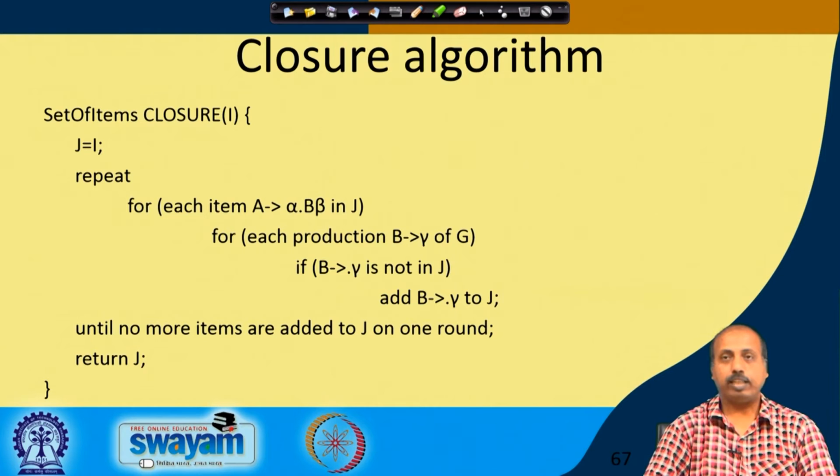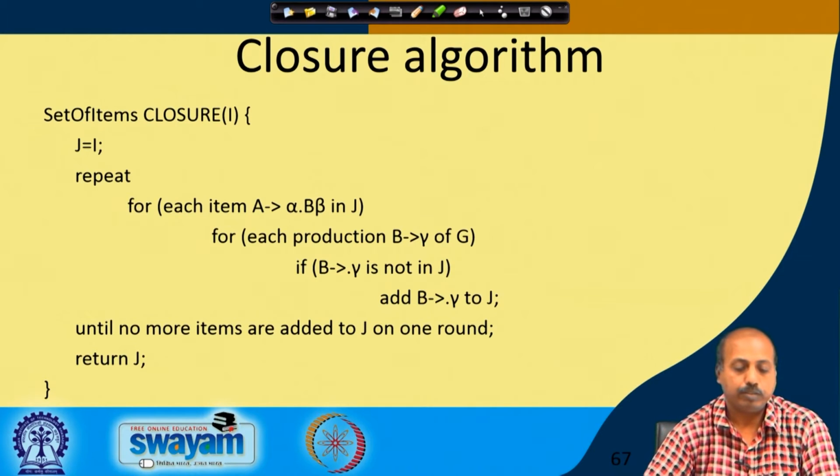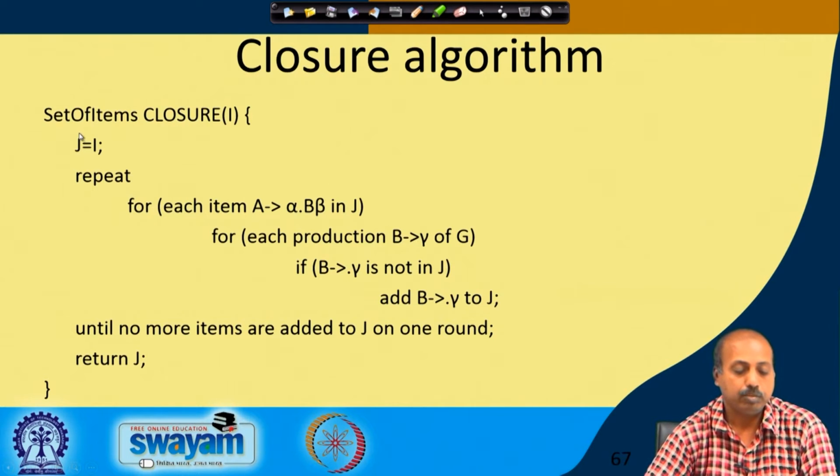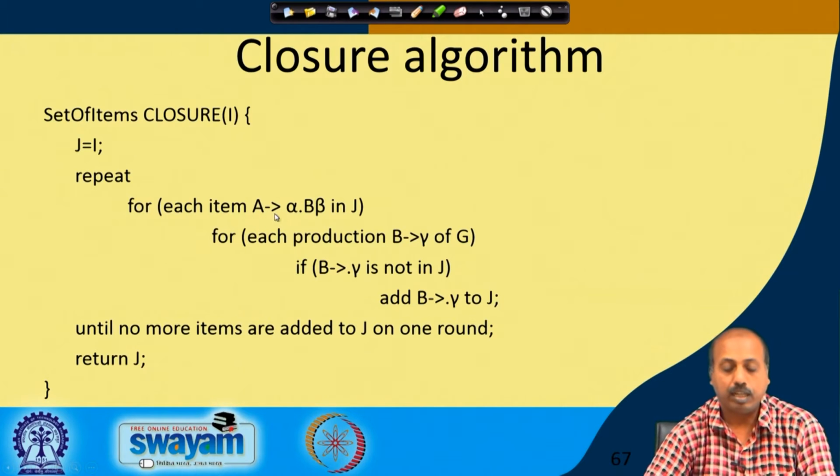We can look into a closure algorithm. So, closure of a set of items I is a function that returns a set of items. We start with a set J, where J is initialized to I. Whatever you have in the item I, J will have those items. Then for each item A producing alpha dot B beta in J, and for each production B producing gamma, if B dot gamma is not in J, then we add B dot gamma to J.